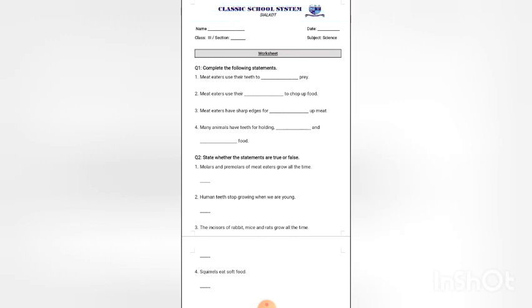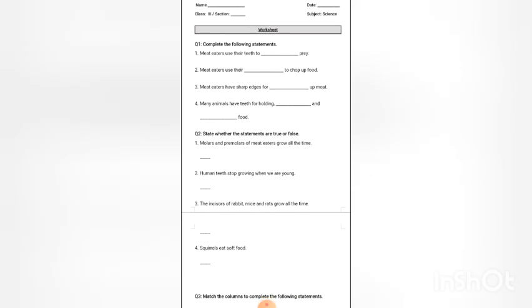State whether the statements are true or false. Molars and premolars of meat eaters grow all the time. False. Human teeth stop growing when we are young. True. The incisors of rabbit, mice and rats grow all the time. True. Squirrels eat soft food. False.